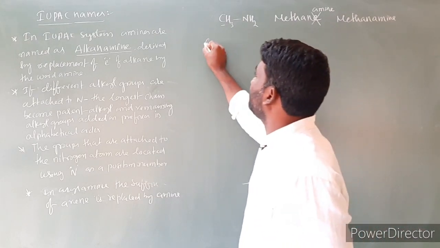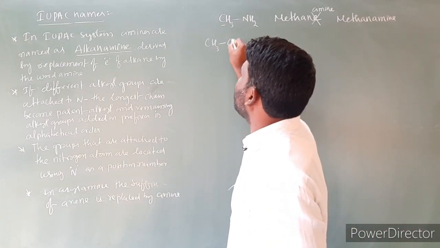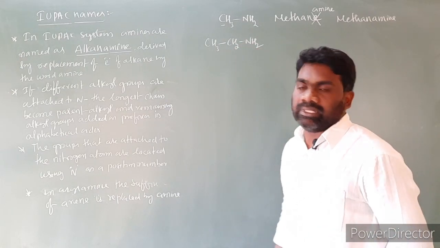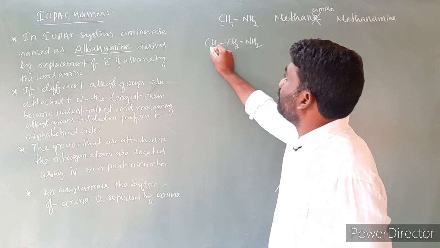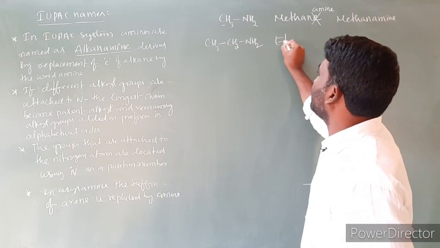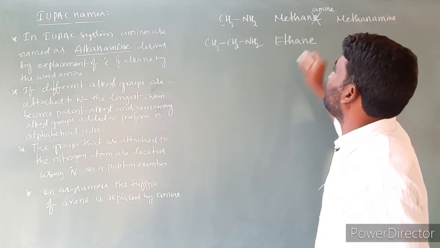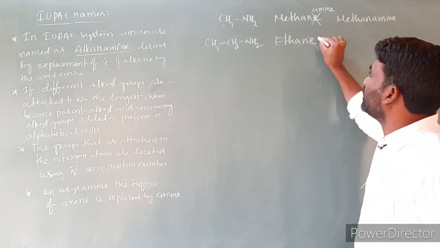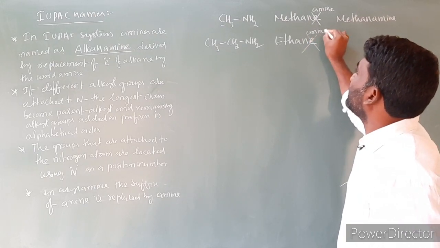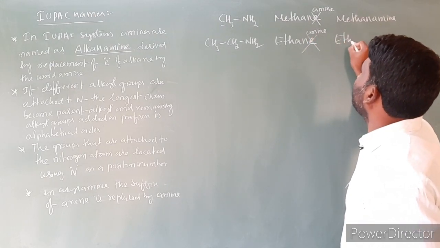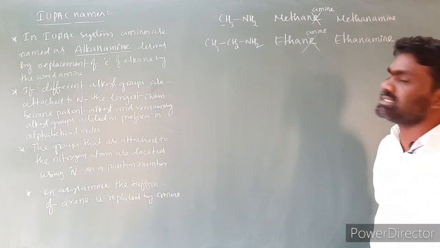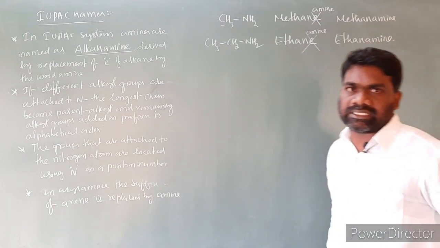Right. Take another example for better understanding. I'm taking CH3, CH2, NH2. Look at this example. In this case, how many number of carbons? 1, 2 carbons. 2 carbons in the sense what we have to write? Ethane. And what we have to do? We have to remove this E. In the place of E, we have to write amine. The name is ethanamine. The name of this compound is ethanamine.